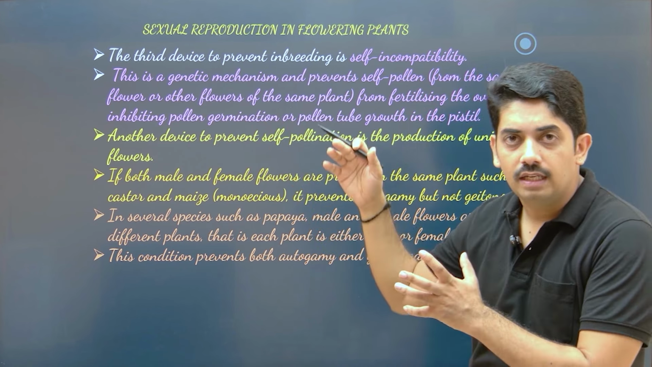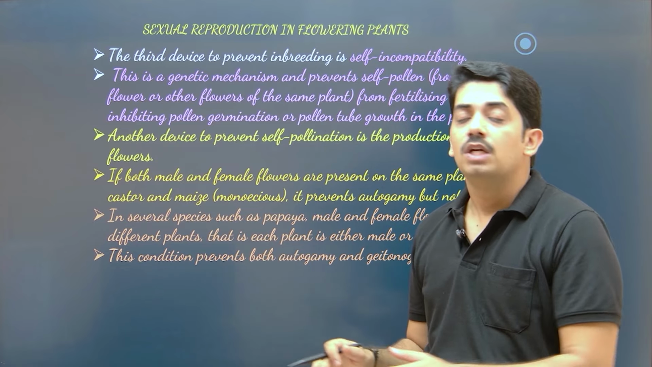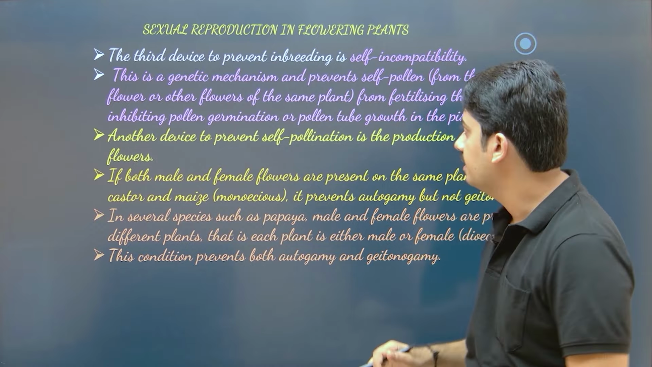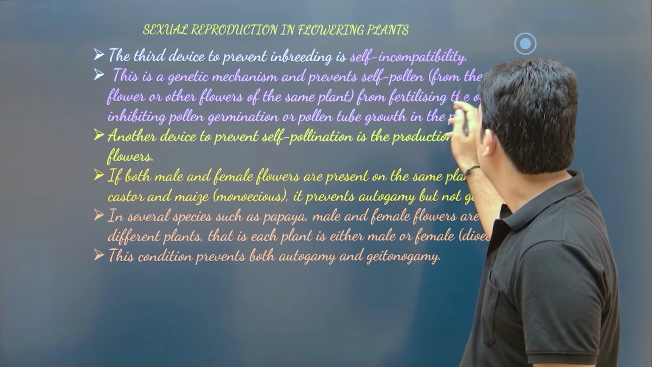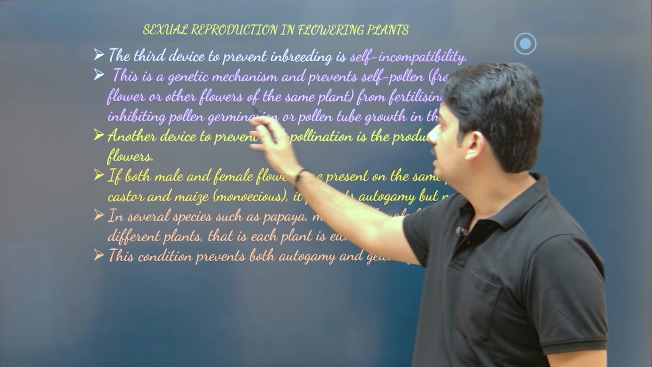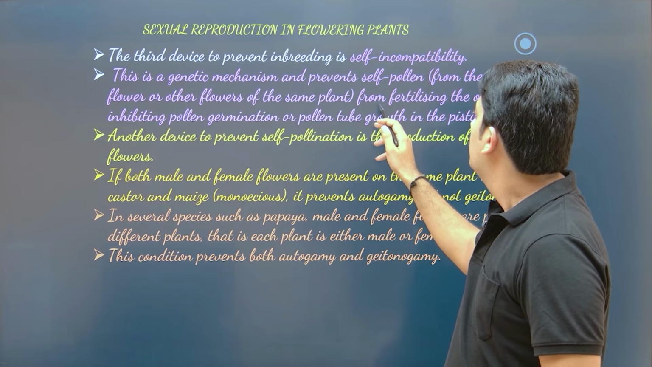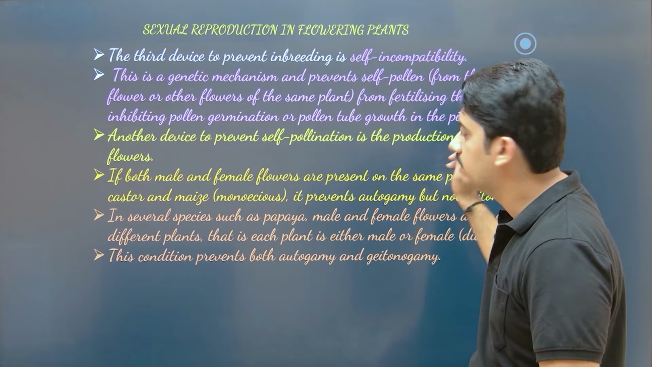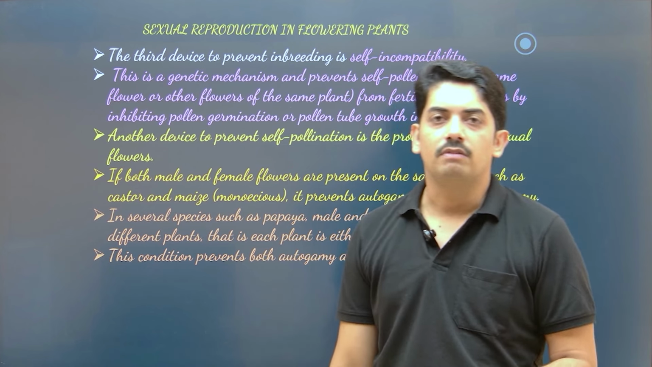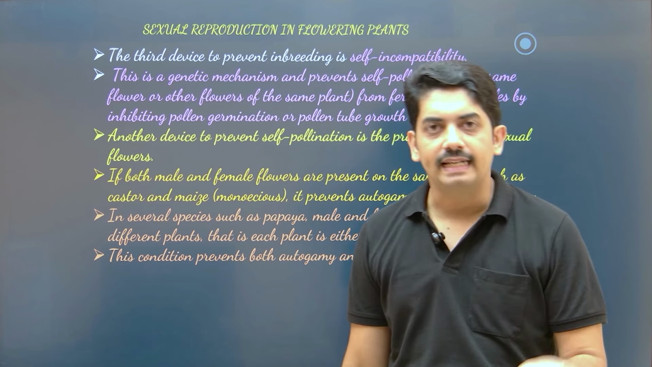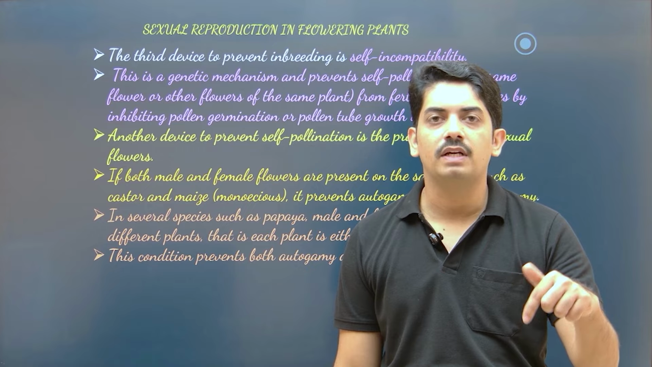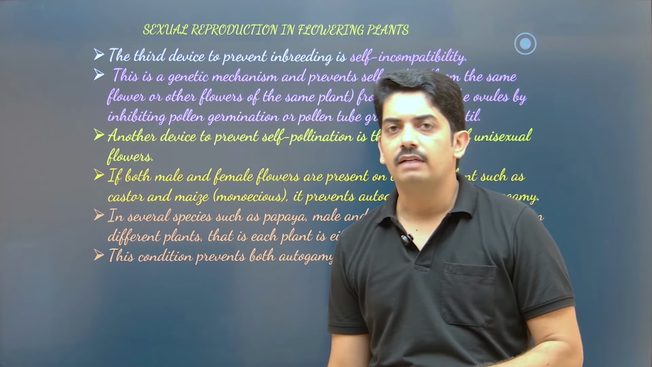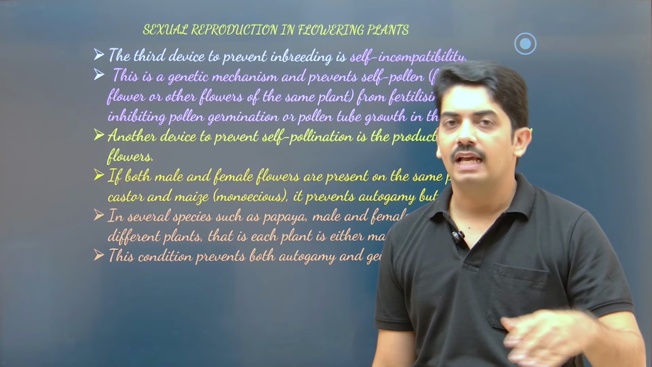In all these outbreeding devices, which one is the genetic mechanism actually? Self-incompatibility is the genetic mechanism and prevents self-pollen from the same flower or other flowers of the same plant from fertilizing the ovule by inhibiting pollen germination or pollen tube growth in the pistil. As I explained, there will be a genetic mechanism which will detect the self pollen from the same flower or the different flowers of the same plant. By that, it will completely avoid autogamy as well as geitonogamy.